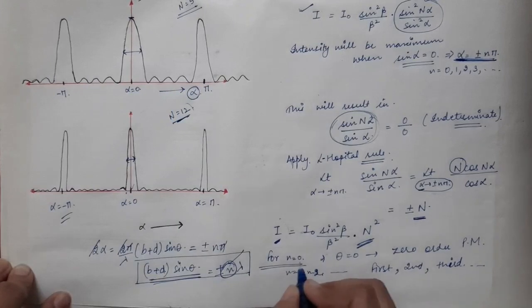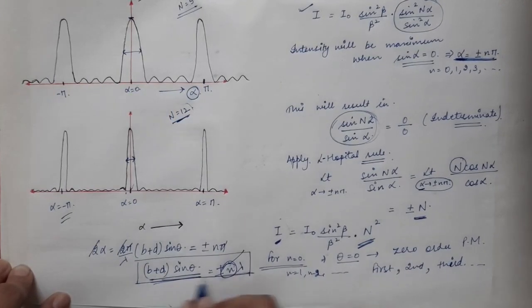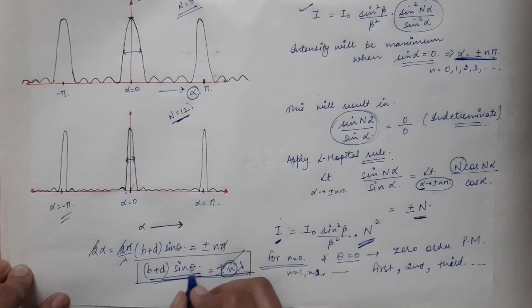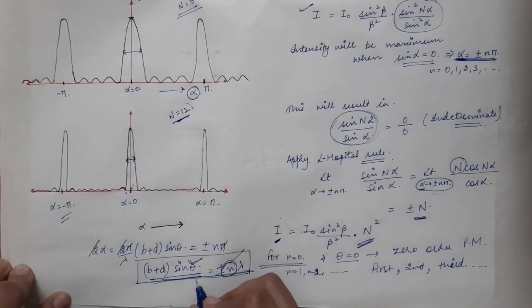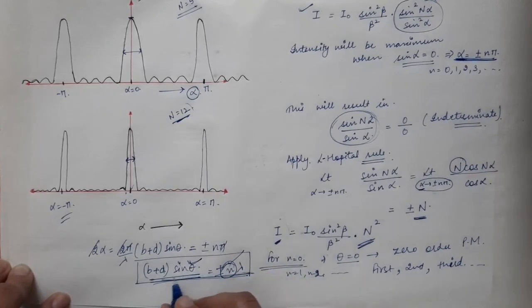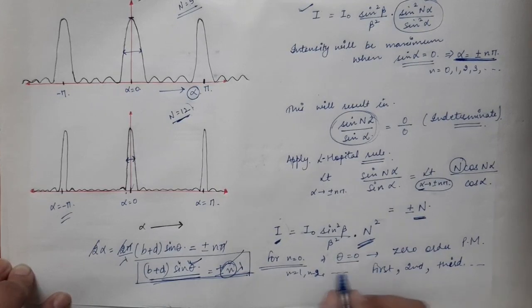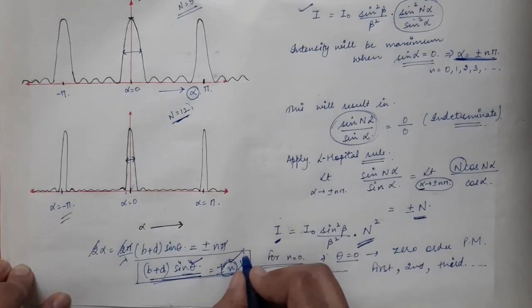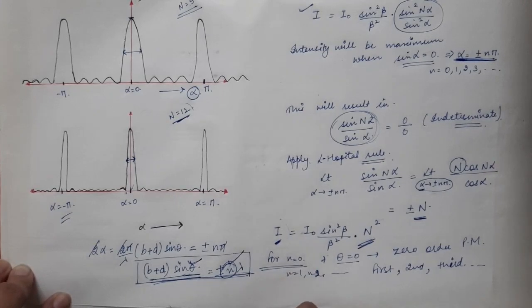Or you can say this particular formula gives us the direction. Theta is the angle of diffraction. So using this formula we can actually find the direction of the various principal maxima if we are given the order of the particular principal maxima which we are talking about.